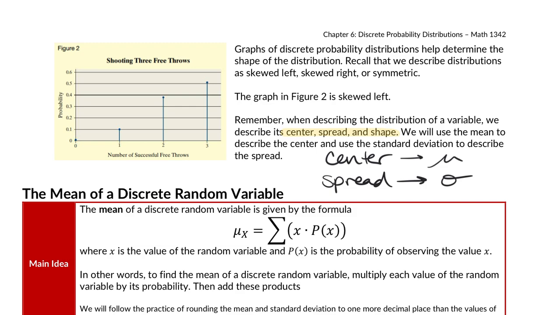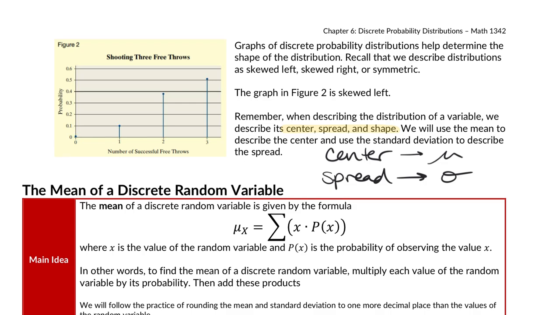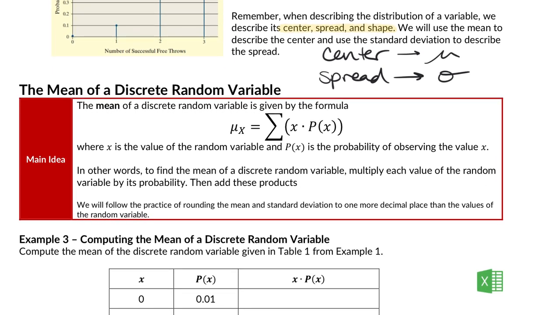So let's figure out how to do the mean and standard deviation for discrete random variables, because we have a new formula. The mean of a discrete random variable is given by the following formula. Notice that we now have a subscript on mu, the capital letter X, telling us that this is the mean of a discrete random variable. That formula is as follows: the sum of the value of the random variable times the probability of observing the value of X. In other words, to find the mean of a discrete random variable, multiply each value of the random variable by its own probability and then add these products together.